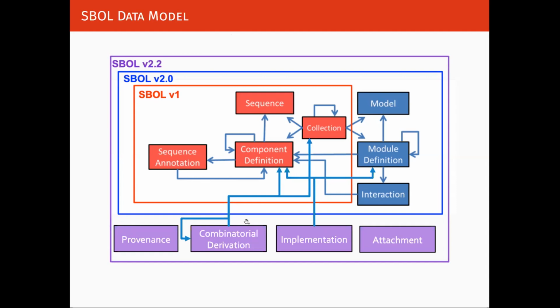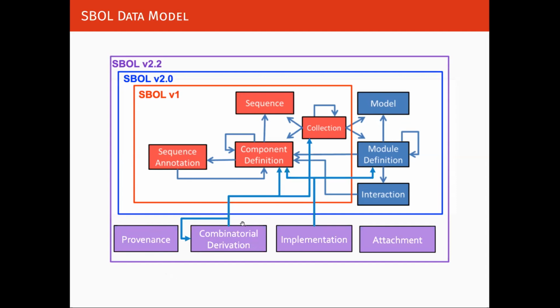In particular, it added the ability to express provenance using something called the provenance ontology. So often you want to know, where did this design come from? Or you might want to say that I built this thing and it was derived from this design. So provenance ontology is a way of expressing sort of the history of a design.